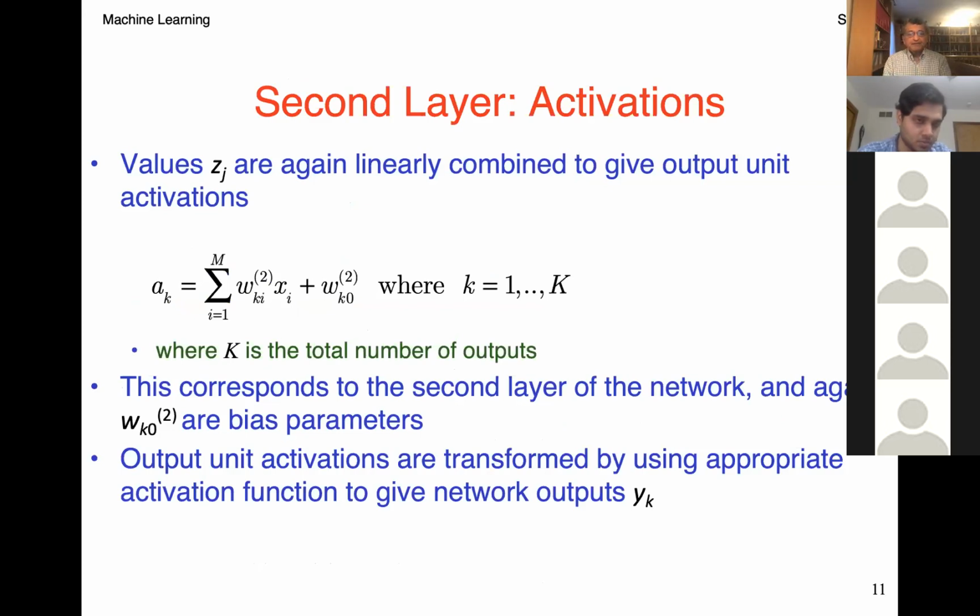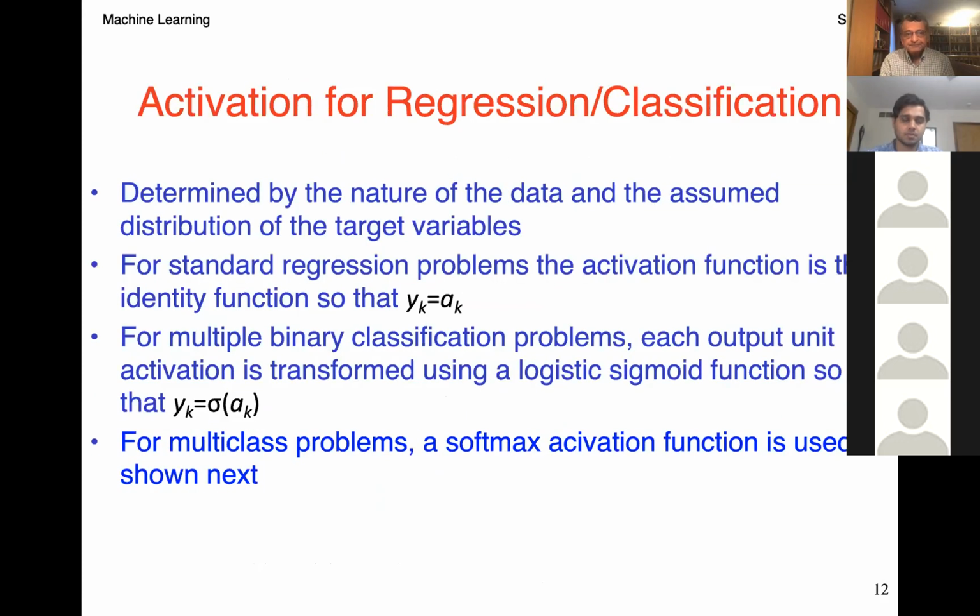So, second layer activation. Again, the same idea is repeated one more time. Values Zj are again linearly combined to give output unit activations. So this is nothing new here. Activation for regression or classification is determined by the nature of the data. For standard regression problems, the activation function is identity. So we don't have a sigmoid at all or a ReLU at all for regression. So we just simply add them up. That's it.